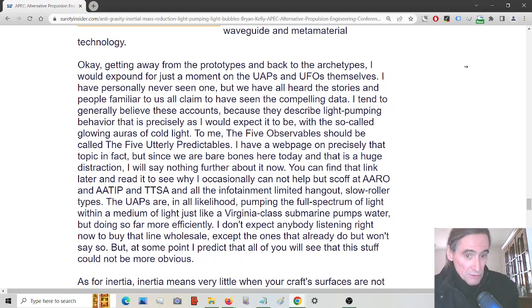I tend to generally believe these accounts because they describe light pumping behavior that is precisely as I would expect it to be, with the so-called glowing auras of cold light. To me, the five observables should be called the five utterly predictables. I have a webpage on precisely that topic, in fact, but since we are bare bones here today, and that is a huge distraction, I will say nothing further about it now.